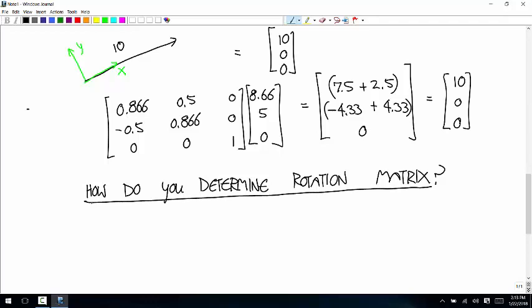Well, there's a general description. This isn't really the one that we're going to use most often, but when you're doing 3D calculations, this is a useful way to think about it.